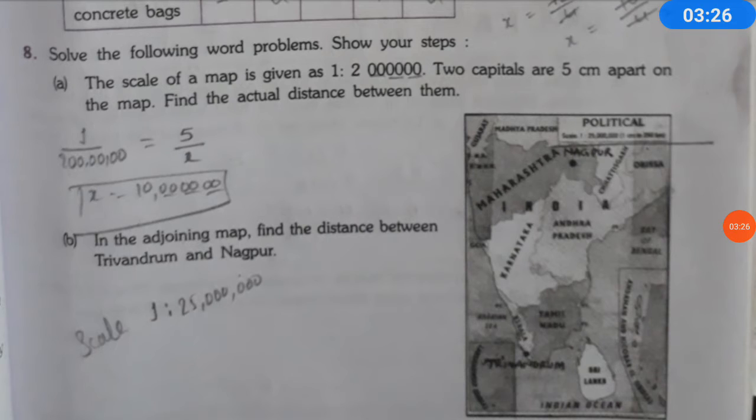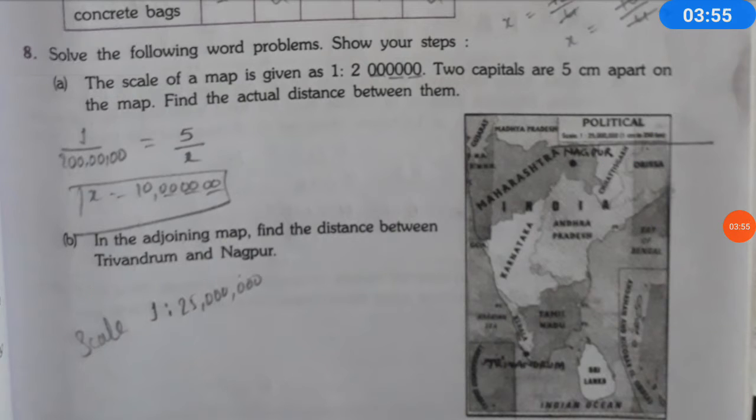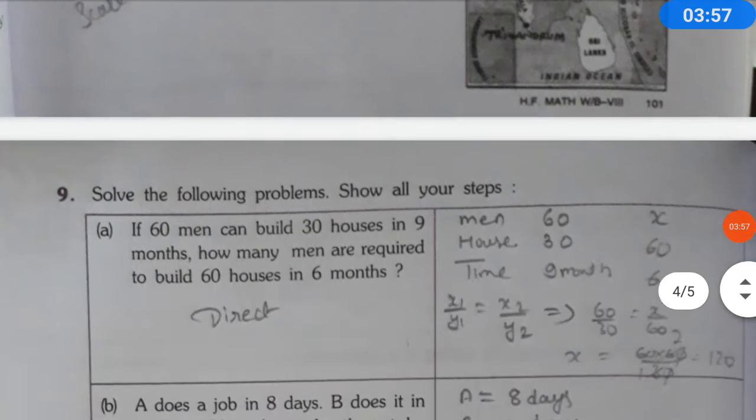And here, in the second part, it is asked that in the adjoining map, find the distance between the two cities. Since the map is blurred on the screen, you can see it in your book, it is very clearly given. Near the political map, a scale is given. According to the scale, go inside the map, select these two cities and see the map. When I saw, the scale is like 1:25. So like that you have to see.